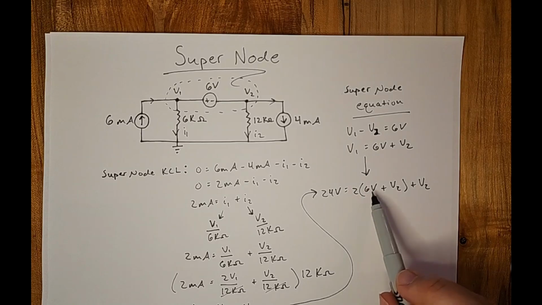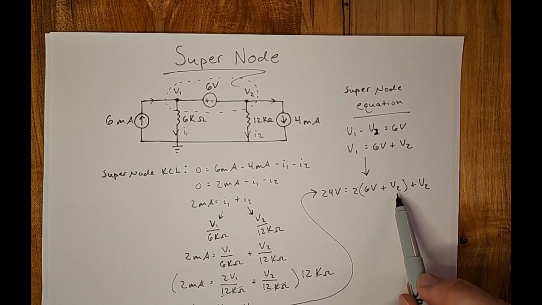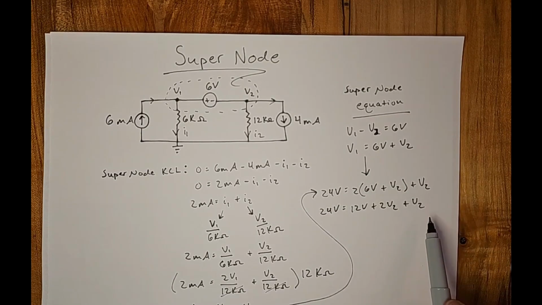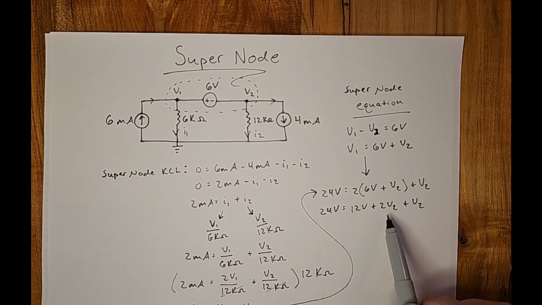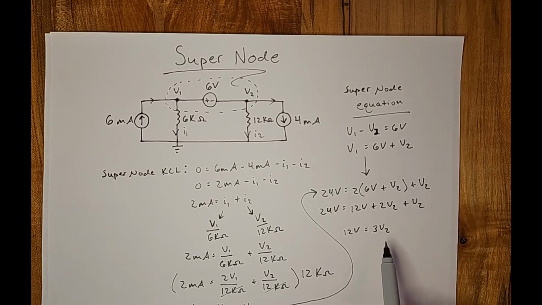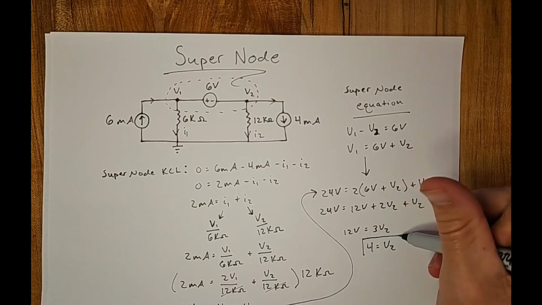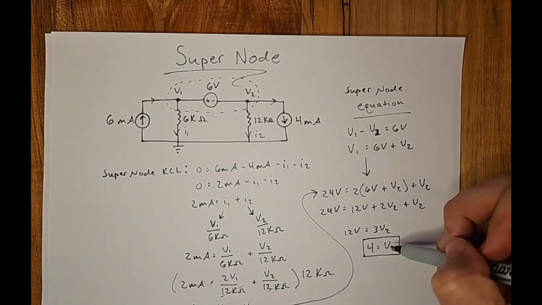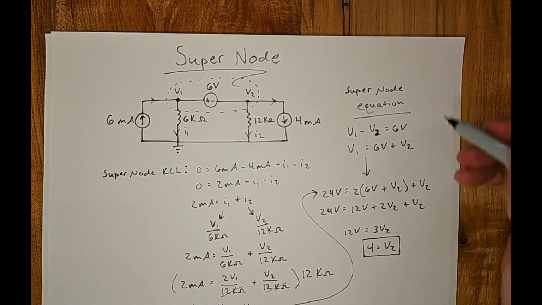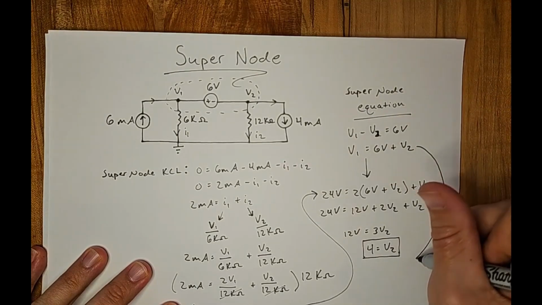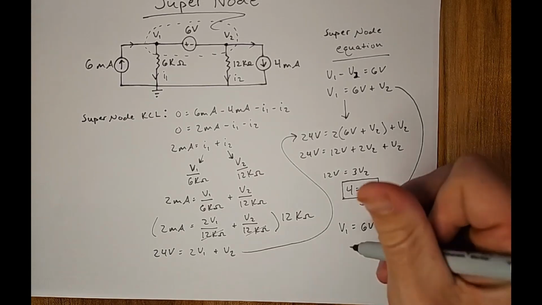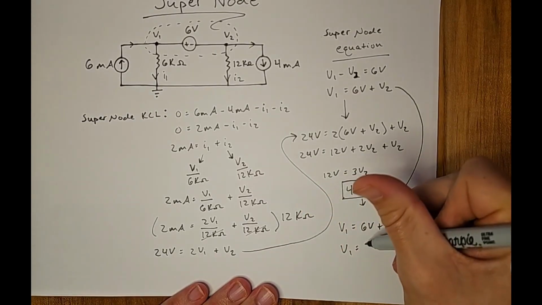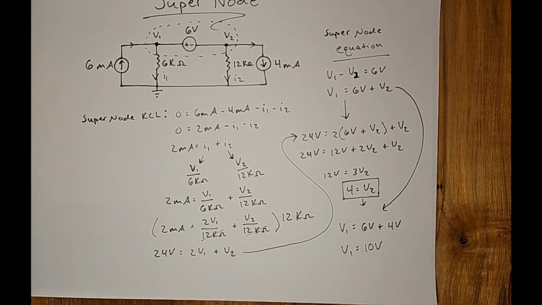So we distribute the 2. So 2 times 6 volts is 12 volts. 2 times V2 is 2V2. And we can't forget about our plus V2 over here. So now we simplify. Let's take our 12 volts to the left. And then we're going to combine 2V2 and V2. Then 12 volts divided by 3, of course, is 4. So there's one node voltage. Now we're going to plug it back in to our supernode equation as well. So now we have V1 equals 6 volts plus 4 volts, and of course, V1 equals 10 volts.